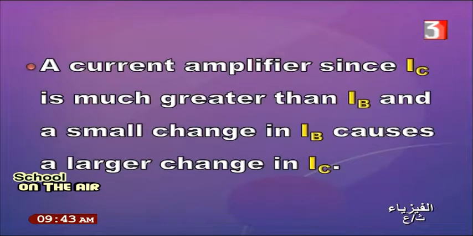So the second action of the transistor: it acts as an amplifier. Why? I've just mentioned it. It acts as a current amplifier since IC is much greater than IB. Output is much greater than input, and a small change in base current causes a tremendous change in collector current.